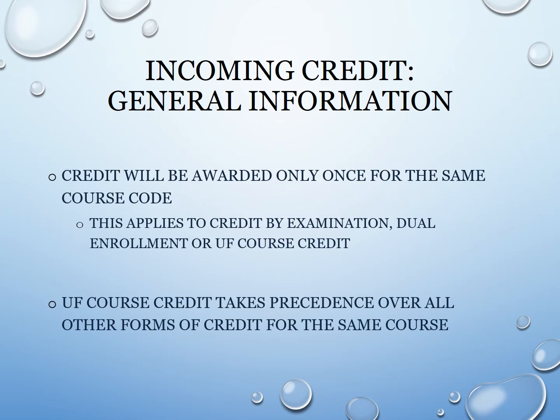Keep in mind also that UF course credit is going to take precedence over all other forms of credit of the same course. So if, for example, a student comes in and they earned dual enrollment credit for Calculus 1 and they got a C and they're thinking, you know what, I really want to take it again at UF and make sure I have a strong foundation before moving on to take, let's say, Calculus 2. Maybe they're thinking about an engineering major and they decide to retake Calc 1. That's fine. They absolutely can do that.